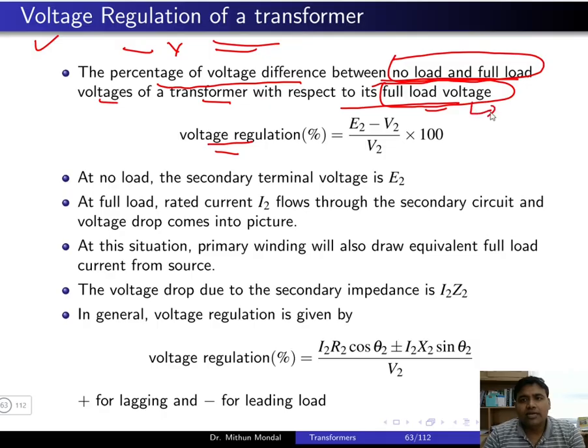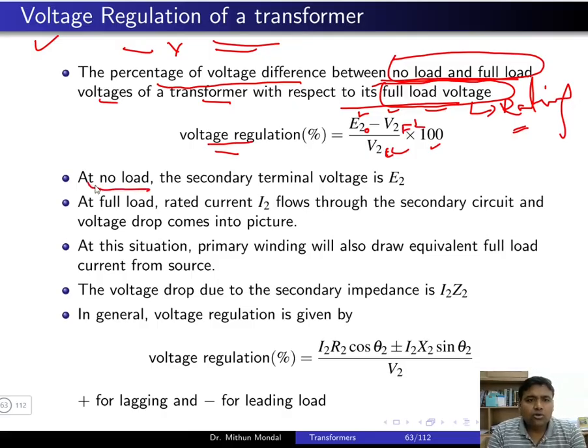So full load voltage is basically the rating of the machine, which is given in the nameplate details. So voltage regulation is (E2 minus V2) by V2 into 100, where E2 is the no load voltage and V2 is basically the full load voltage of the transformer.